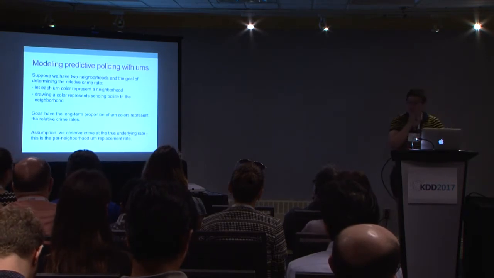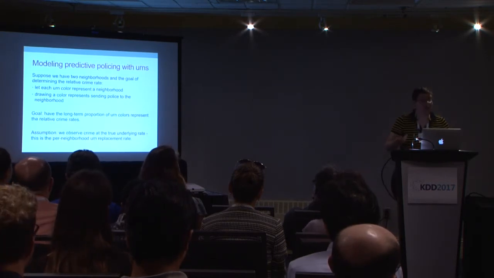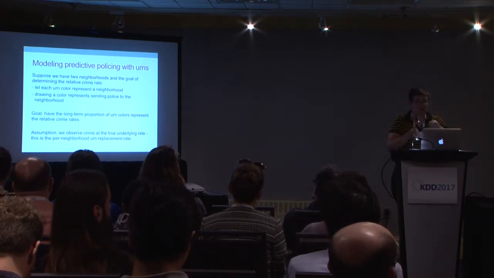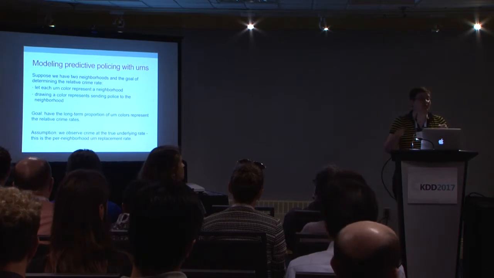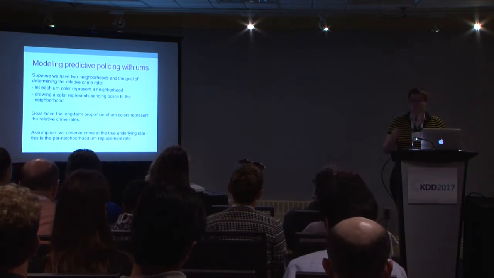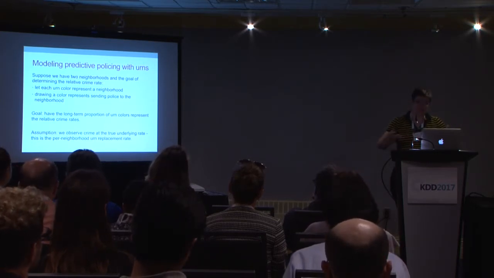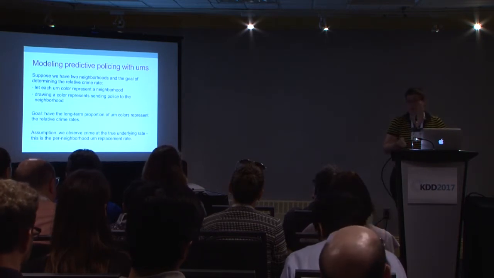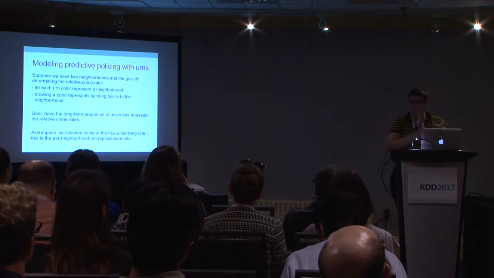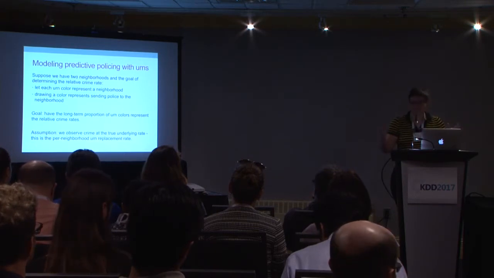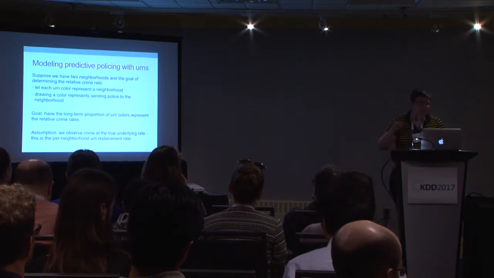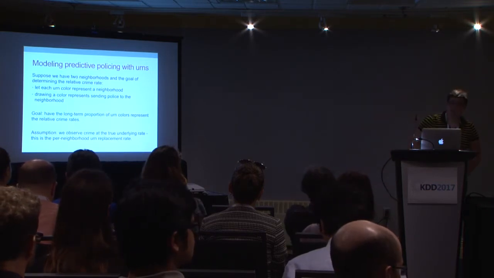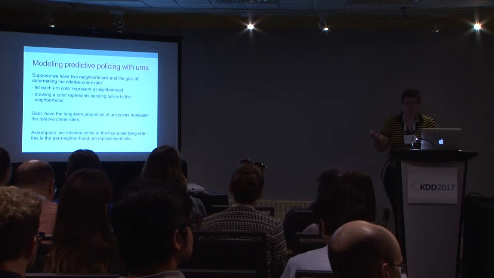And that brings us to how we're going to use these polyurns as our model, right? The polyurns are going to be maintaining our understanding of what the underlying relative crime rate is between these two neighborhoods. If the underlying true crime rate between the two neighborhoods is 60-40, then our goal is to have 60% red balls and 40% black balls in our urn. So each color is a neighborhood, and then drawing a color represents sending the police to that neighborhood.